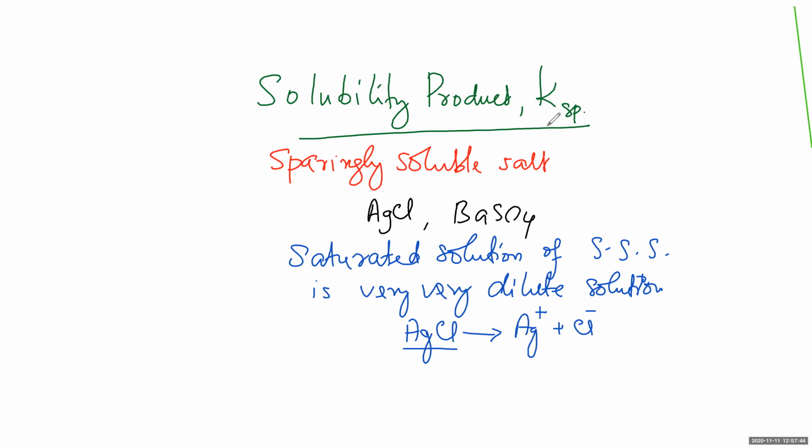Silver chloride is sparingly soluble. It will not dissolve to an appreciable amount. Only a negligibly small amount of AgCl will dissolve in water. And so the solution of the sparingly soluble salt AgCl is extremely dilute, and therefore the whole of the salt dissolved is completely ionized.